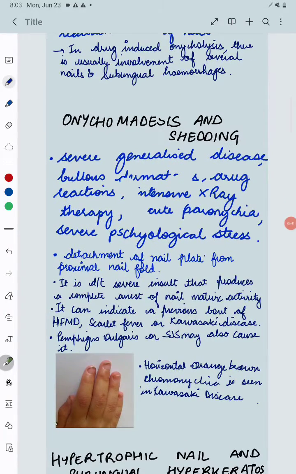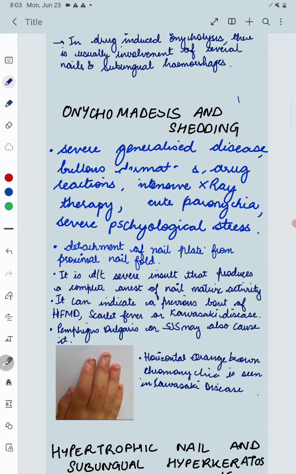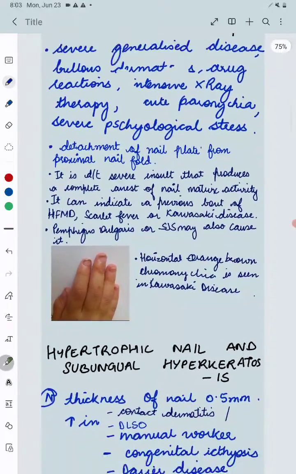Onychomadesis is when the nail splits from proximal side. So if this is the nail, it will detach from here. This is onychomadesis, as written on the screen. You can take a screenshot.